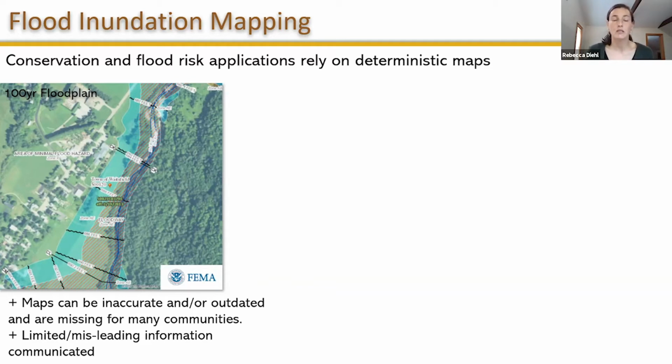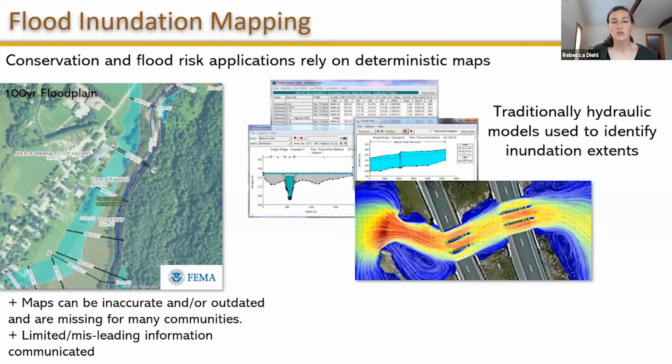The information that goes into creating these maps has a ton of uncertainty. And with this, you're not really communicating that uncertainty, right? You're actually saying with high precision, or at least communicating, that this area is wet and this area is dry. Traditionally, these maps are created using hydraulic models.